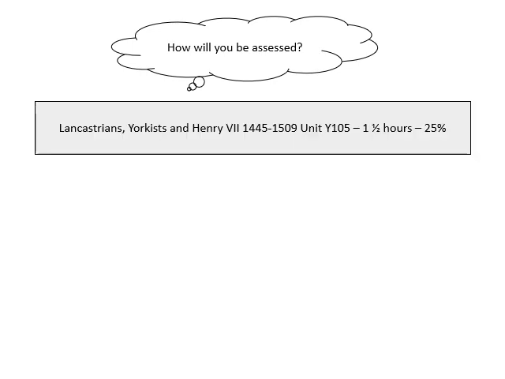So how will you be assessed? The first thing to say is that all your formal assessment will take place in Year 13, with the majority of this being part of the summer exam series. So for the Lancastrians, Yorkists and Henry VII unit, you will sit a 1.5 hour exam which will make up 25% of your final grade. Within this exam, you will answer a compulsory source analysis question, and then you will answer 2 essay questions out of a choice of 3.